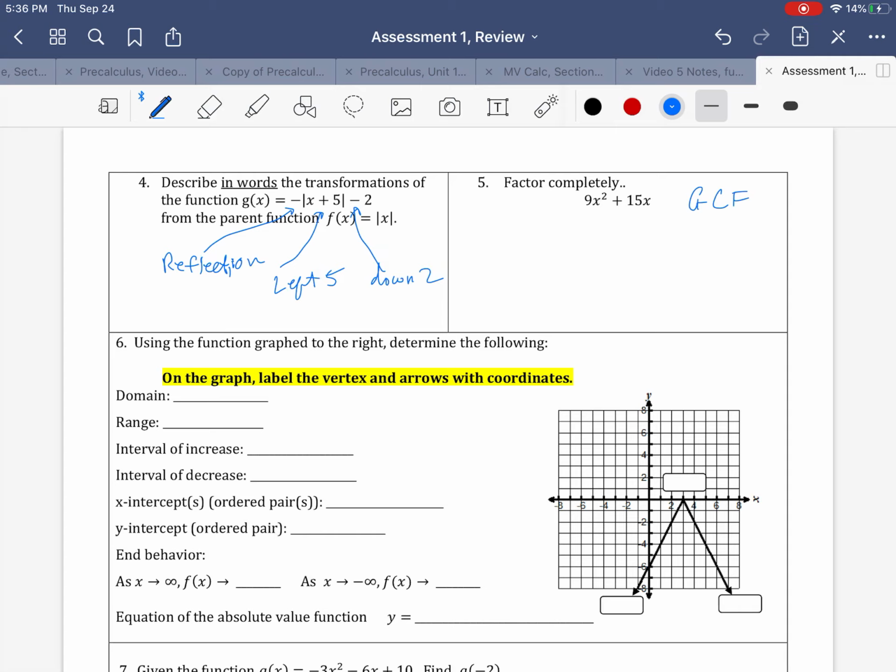All right, so 9 and 15. The greatest number that they both divide into, 9 and 15, is 3. So I'm going to pull out a 3. X squared and x, the greatest thing they have in common is an x. So then I write what's left.